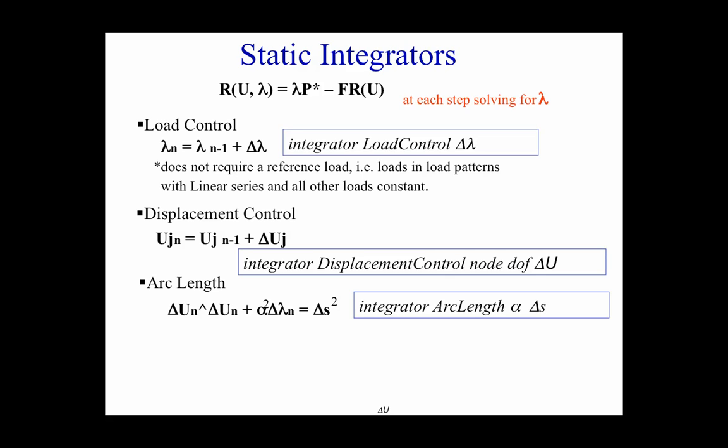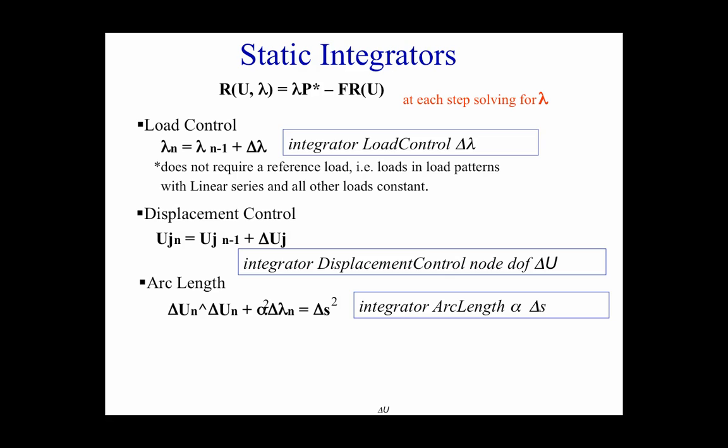A little more complicated is displacement control. What we're trying to do in displacement control is control how the displacement of a degree of freedom at a node is going to change at every time step. We don't care what's going to happen to the load. This is the constraint we're trying to enforce: that the displacement at this node at the next time step is equal to the previous one plus some delta u. So the command is integrator DisplacementControl node, DOF, which corresponds to the J, so what degree of freedom at a node we're trying to control, and then delta u is just that increment.